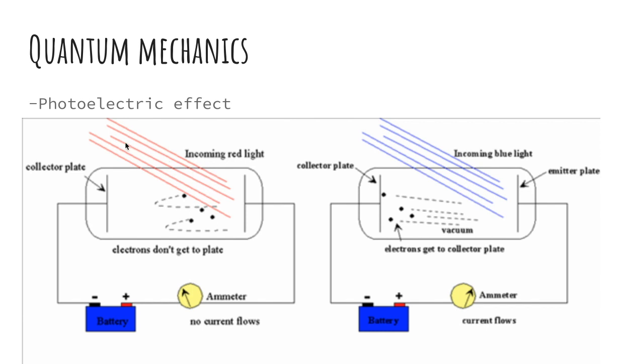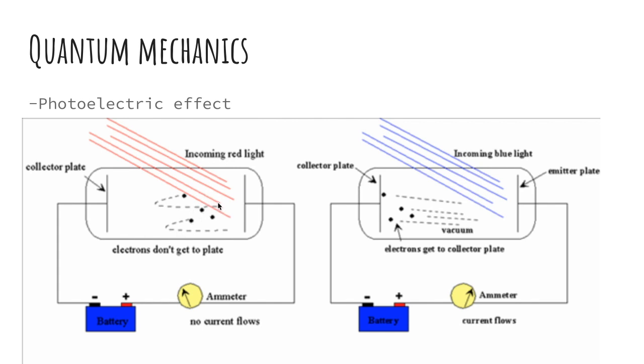This is like a material of some sort. We put red light into it, and maybe some electrons might leave, but hardly any leave. And we can connect it to a battery or some sort of charging device. With this example, it doesn't really get much because red light is not very high energy.